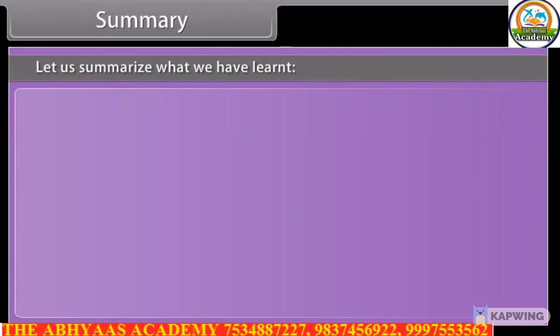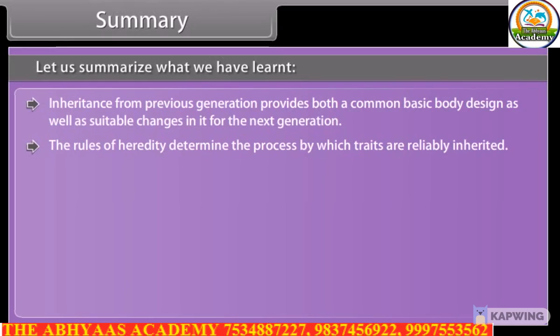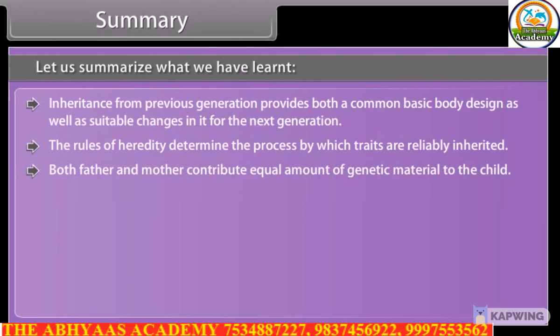Summary. Let us summarize what we have learned. Inheritance from the previous generation provides both a common basic body design as well as suitable changes in it for the next generation. The rules of heredity determine the process by which traits are reliably inherited. Both father and mother contribute an equal amount of genetic material to the child.